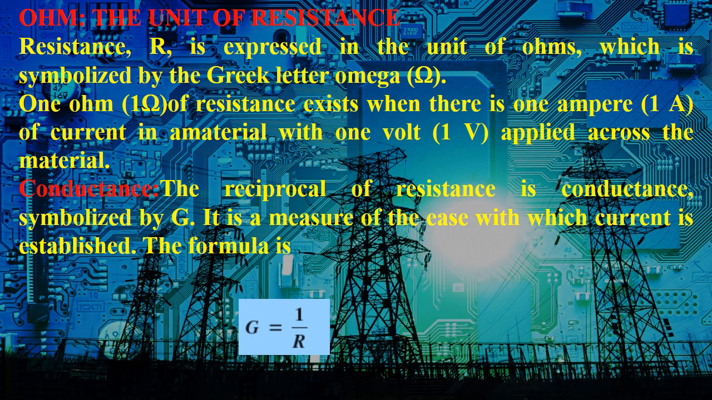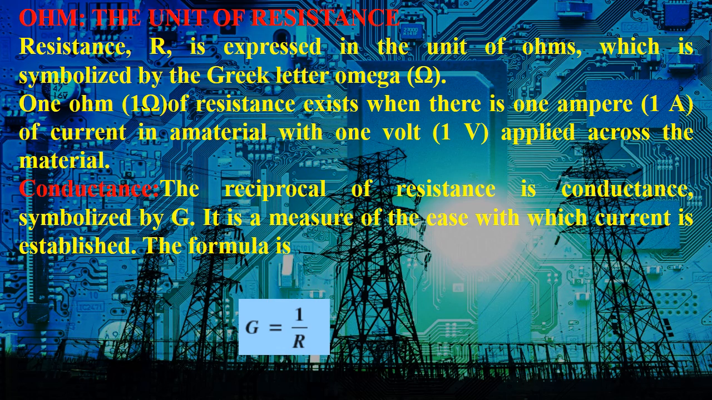Conductance is also one of the properties of a material with regard to its conductivity, and it's the inverse of resistance. The reciprocal of resistance is the conductance, symbolized by G. It is a measure of the ease with which current is established. The formula is G, conductance, equals 1 over resistance. To put it in simple terms, the greater the resistance of a material, the less conductive it is to electrical current. The lower the resistance of a material, the greater the conductivity or conductance of that material.